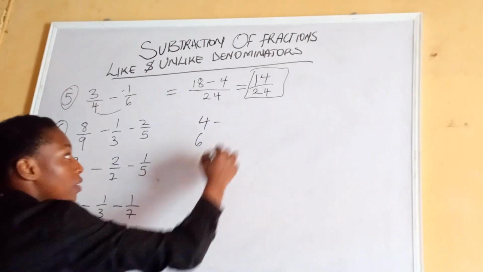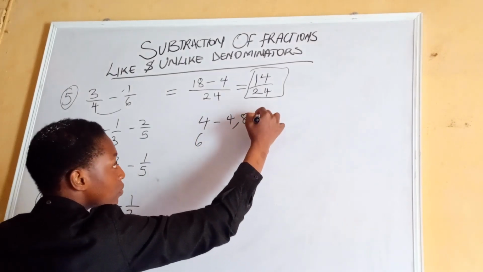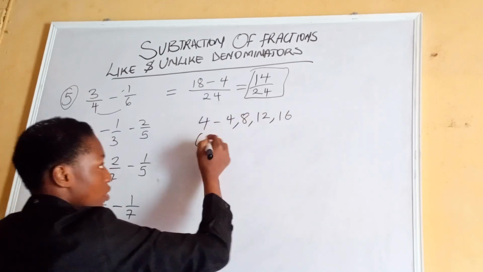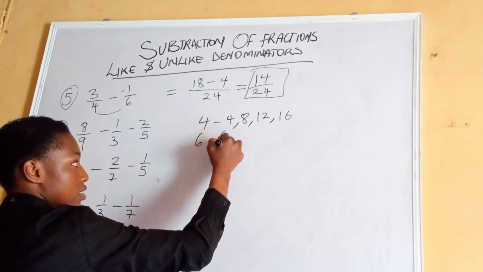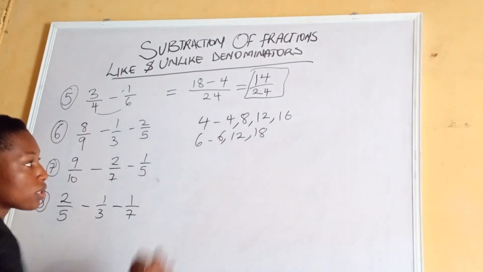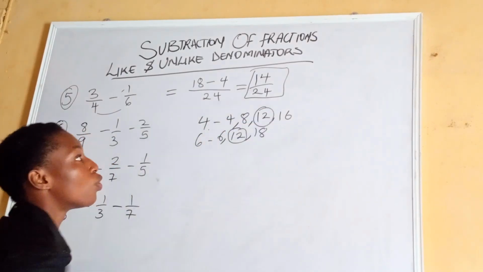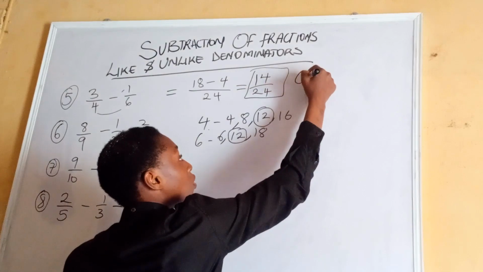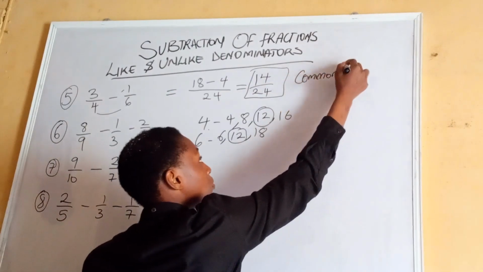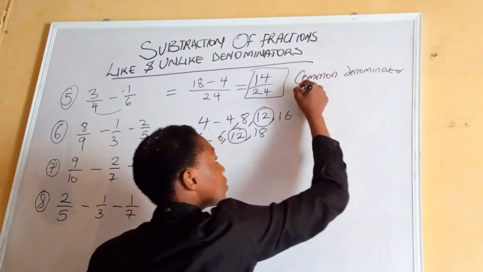multiples of 4 are 4 times 1, which is 4, 8. So let's stop there. Multiples of 6 now are 6, 12. Yeah, we can stop here. But the common multiple between 4 and 6 is 12. So our common denominator is equal to 12.